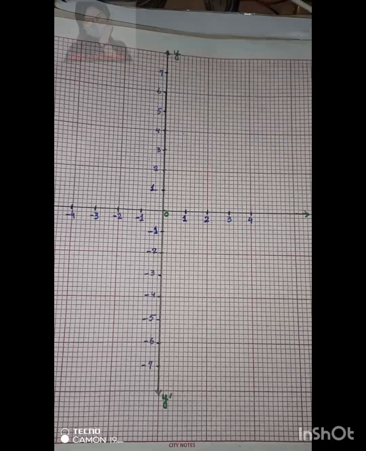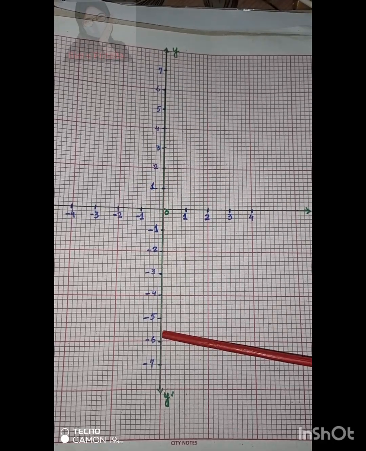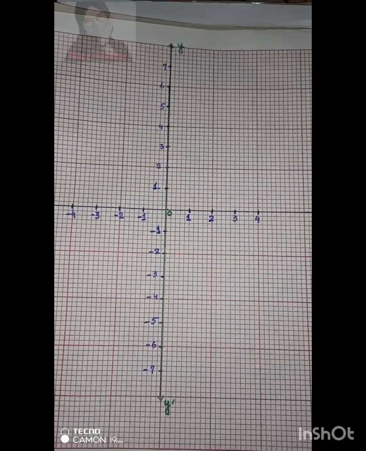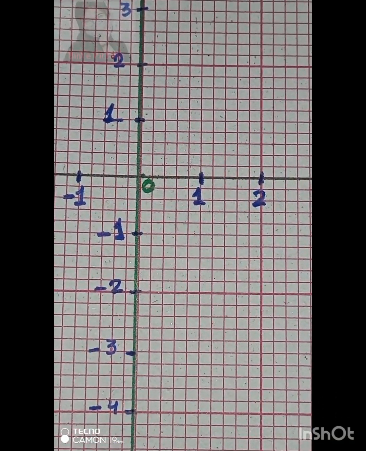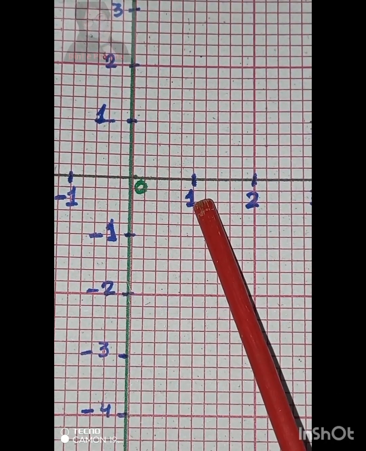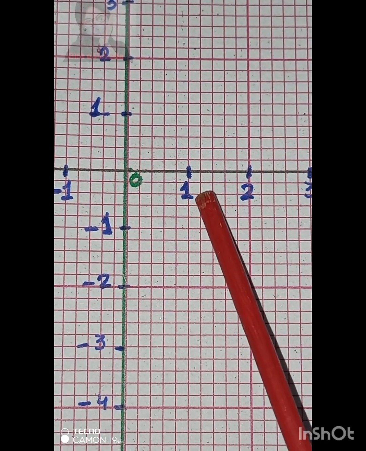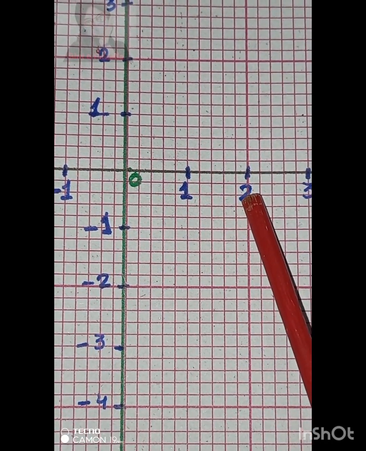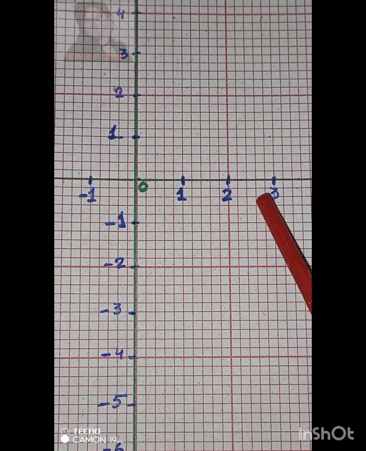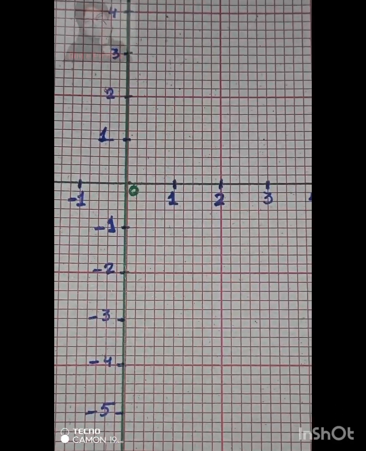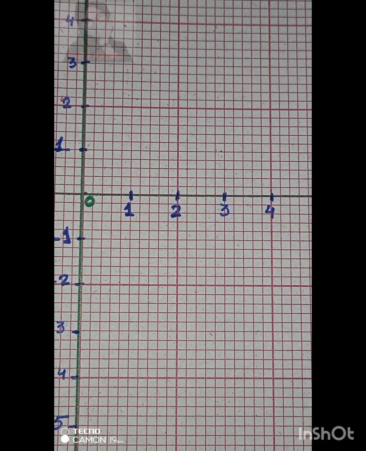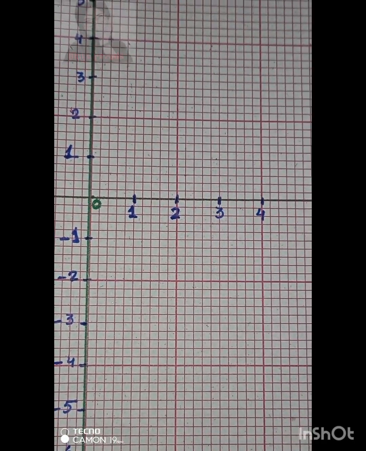make your scales. The vertical line represents the y-axis, and the horizontal line represents the x-axis. Here you can see that I have taken the scale of 5 boxes. After every 5 boxes, 1 2 3 4 5, I have taken 1 on the x-axis. Then after the next 5 boxes I have written 2. Then after the next 5 boxes, I have taken 3. And then after the next 5 boxes I have taken 4.